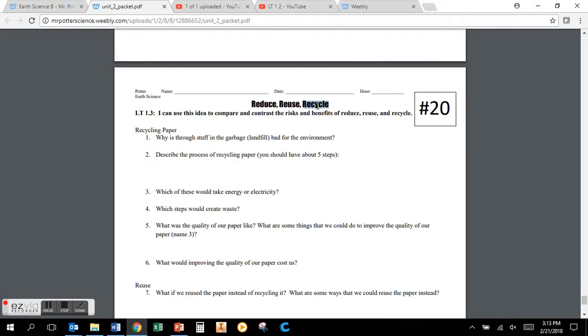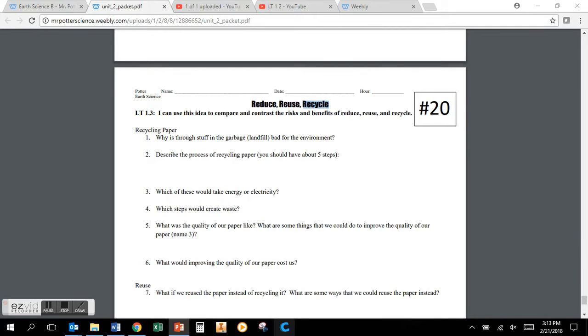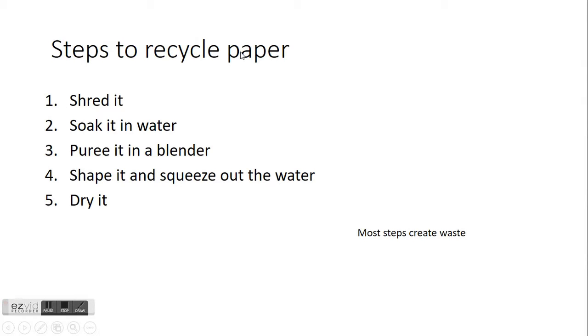So that brings us to what other options do we have? And so then we came up with the idea of recycling. What if we recycled everything that we use instead of throwing it away? So we recycled paper in class to help us understand what this is like. These are the steps to recycling paper. We took old paper from class and we shredded it in a paper shredder. We then soaked it in water to get it kind of mushy. Our mushy paper was then blended, and then we shaped our blended paper into the shape of a new piece of paper and squeezed out all the water, and then we let it dry.